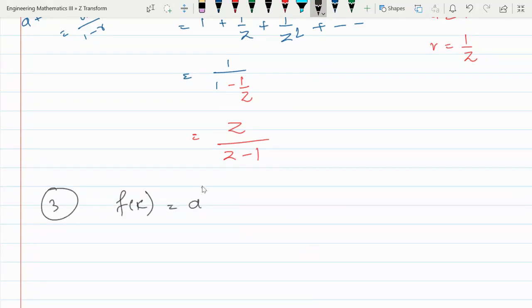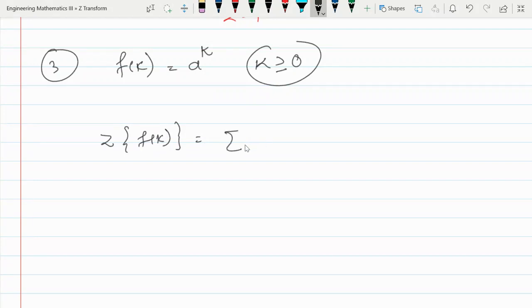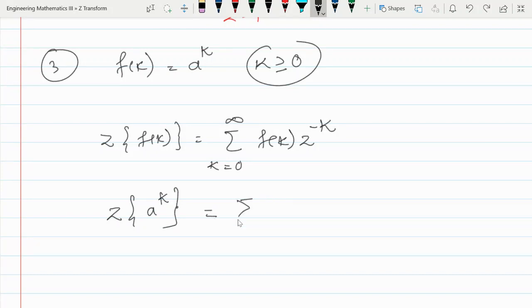Suppose my f of k is a raised to k for k greater than or equal to 0. Here k is greater than 0, positive. Okay, so how do I find this? See, just apply the definition, the z transform of f of k is equal to the summation. Now here k runs from 0 to infinity, casual sequence we have seen. f of k into z raised to minus k, substitute f of k, so z of a raised to k, this is the summation. What is happening, a raised to k z raised to minus k, k runs from 0 to infinity.